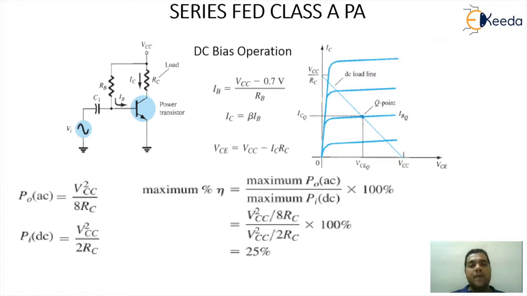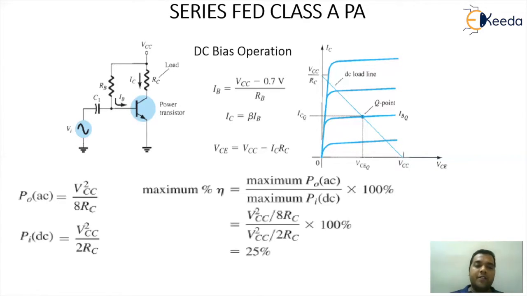So IC is going to be beta times IB, and when I apply KVL to the output loop, you get VCE is equal to VCC minus IC RC. So the load line equation is IC equal to minus 1 by RC times VCE plus VCC by RC. Automatically, the value of IC max is VCC by RC, and VCE max is VCC. If I join these 2 points, you get a load line, and the Q point will be placed somewhere at the center, defined by ICQ and VCEQ.